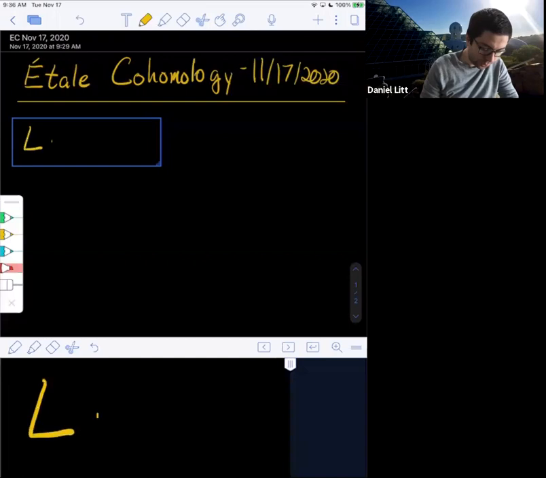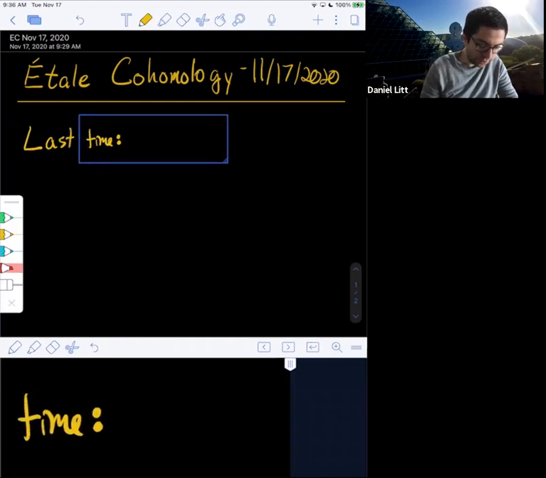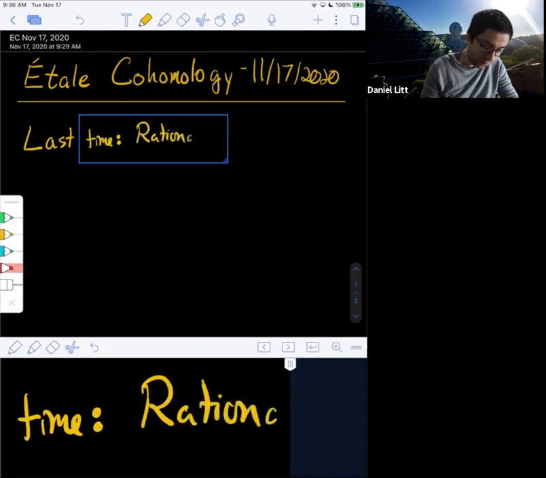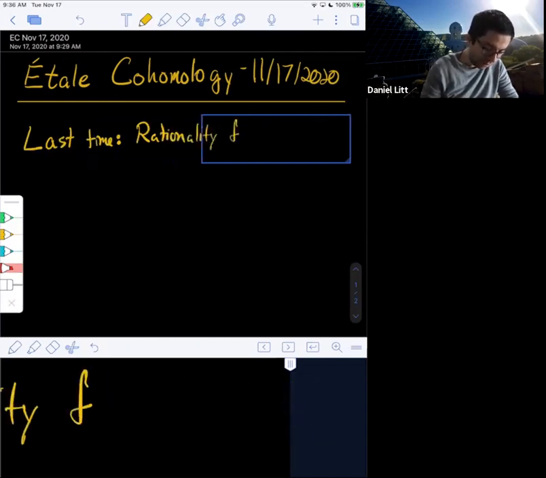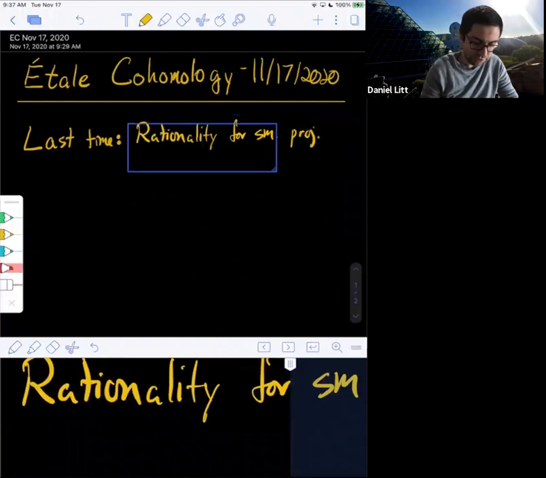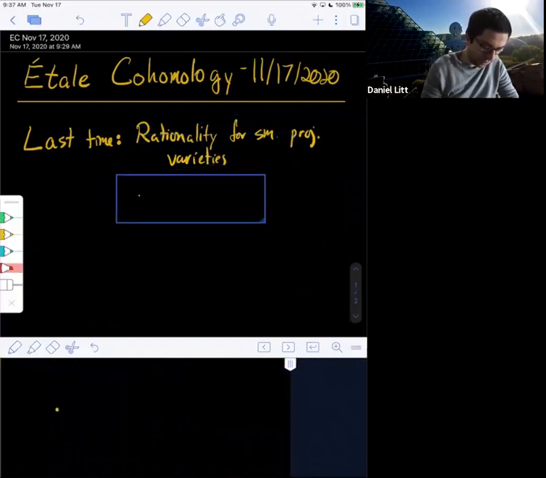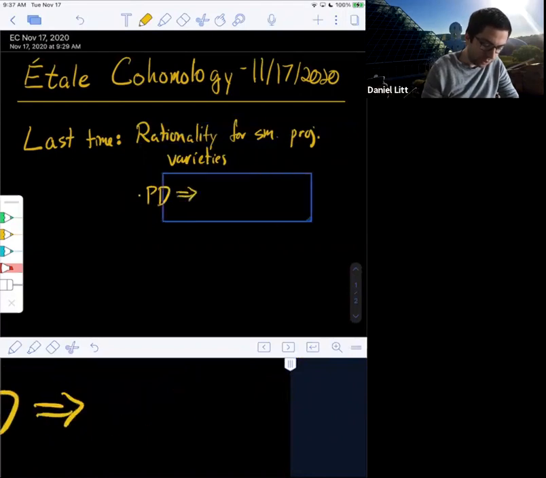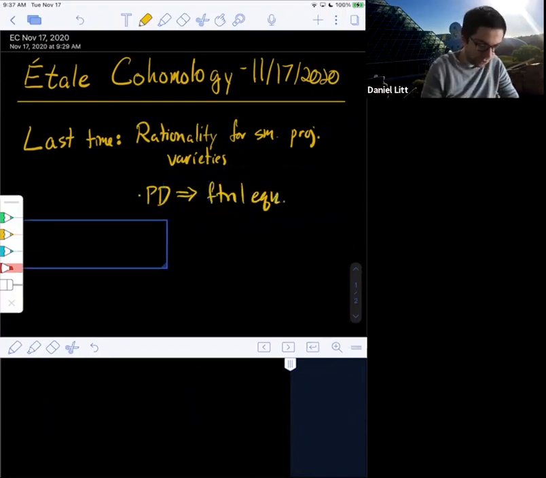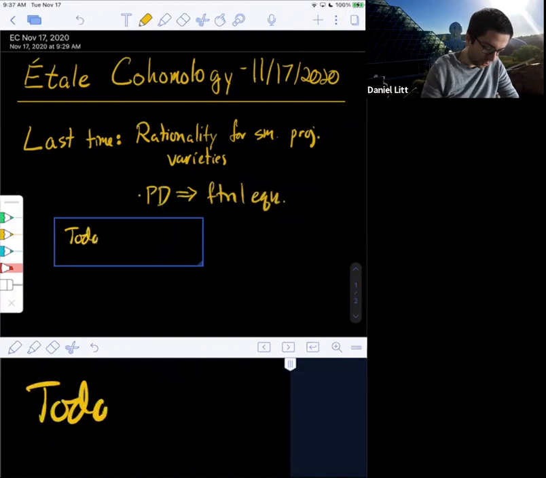All right, so we're about to start talking about the Riemann hypothesis. Last time we discussed the rationality of the zeta function, at least for smooth projective varieties. And we'll discuss more about other varieties today and next time. And then I gave you as an exercise the statement that Poincaré duality implies the functional equation for the Weil zeta function. So today we're going to start talking about the Riemann hypothesis for real.